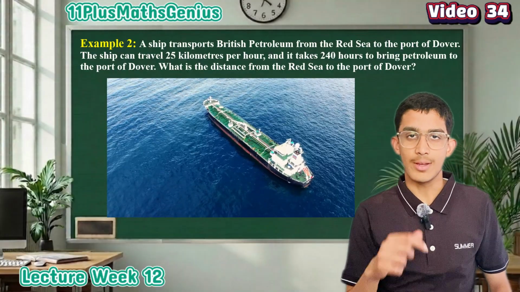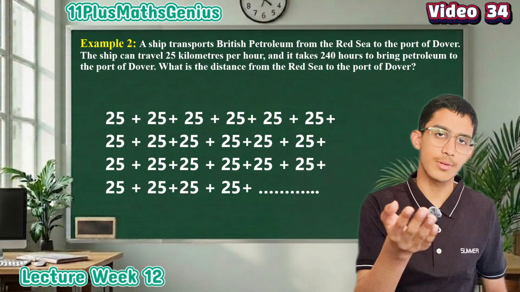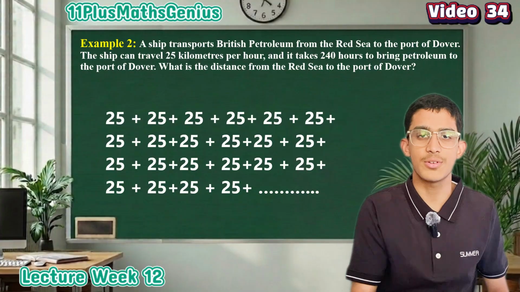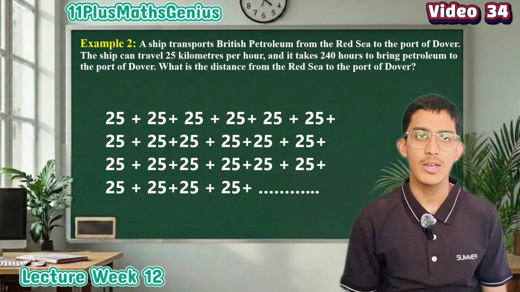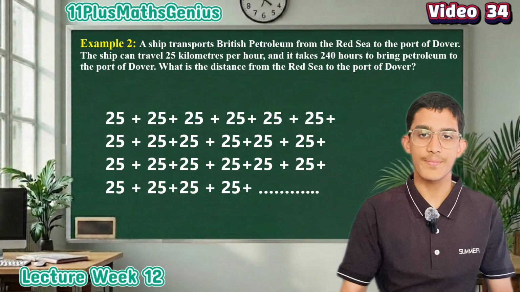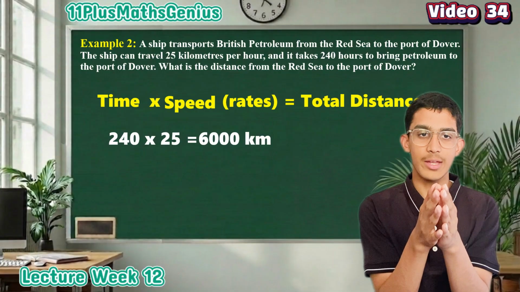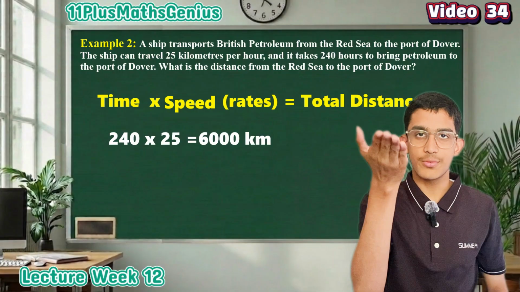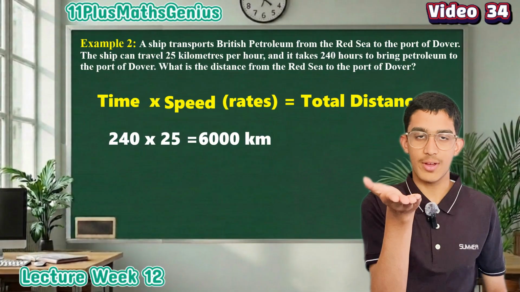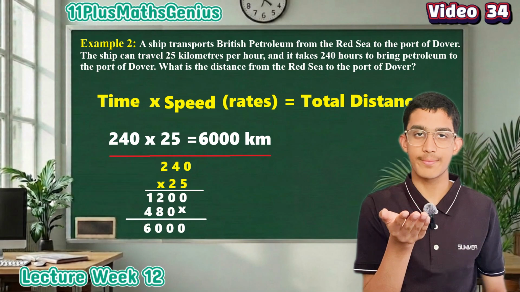Answer. As you can see, you cannot add 25 plus 25 plus 25, 240 times. It's just going to kill off so much time. So, instead, we simply multiply. So, the answer is 240 times 25 equals 6,000 kilometers.